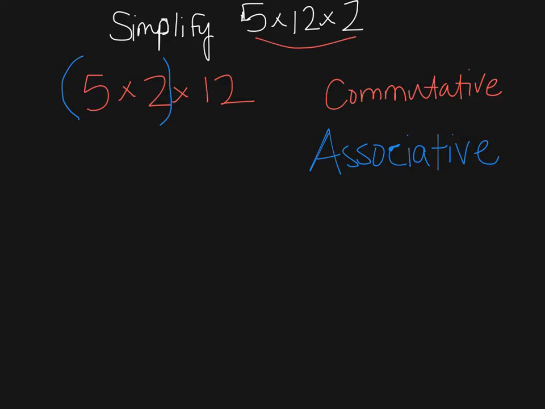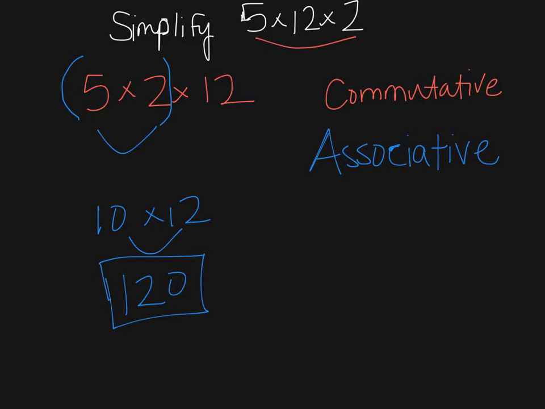Okay, so then I can do mental math here. 5 times 2 is 10, and 10 times 12, I just have to put a 0 on the end of my 12, and I would get 120 for my answer. So this last little step is supposed to be the mental math part right here, but I'm showing it out so that you can see what's going on in my head.